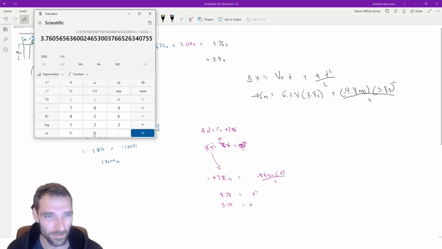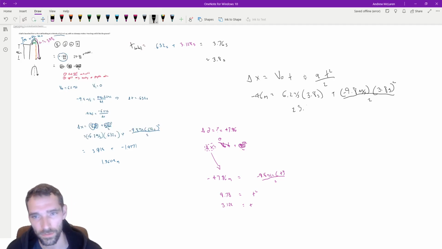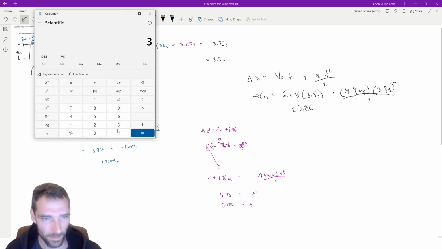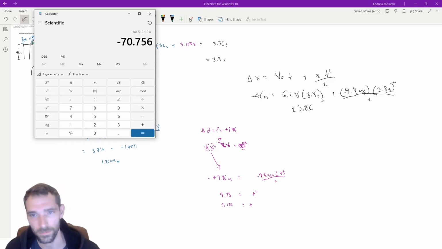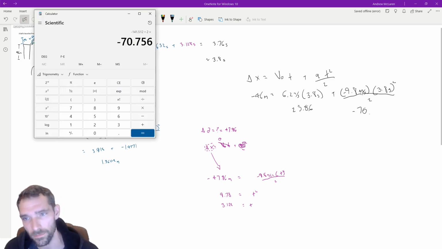So we've got that 6.2 times 3.8. So that's going to be 3.6. And then we've got that 3.8 right here being squared for that time, times 9.8, but it's a negative. And then we're going to divide that by 2. So 70 point, what is that? 75.